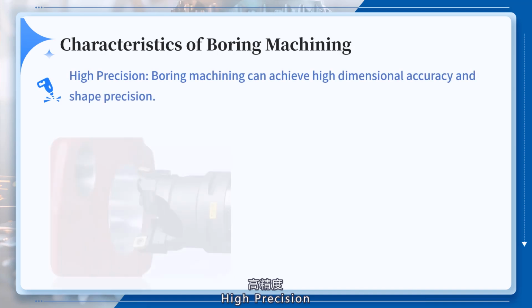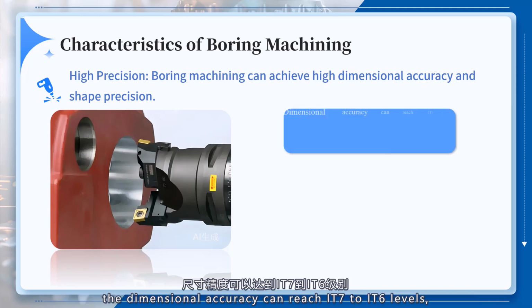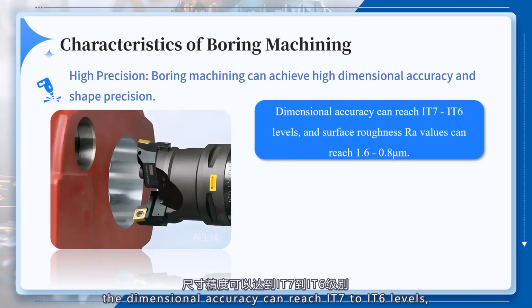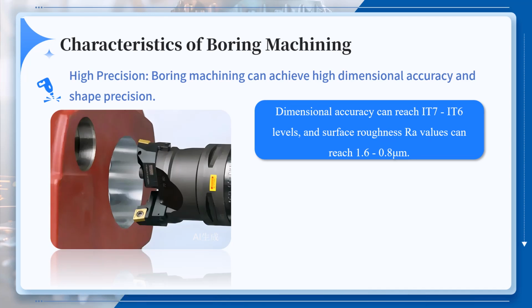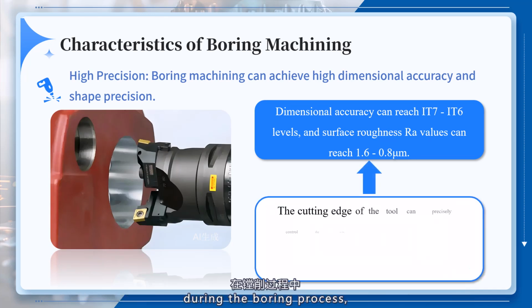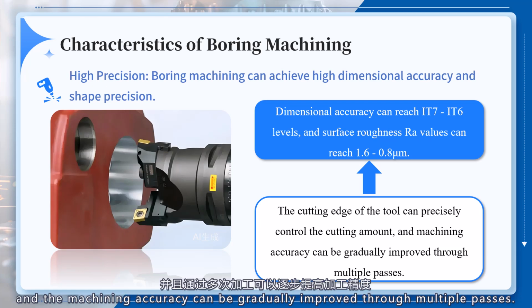High precision: boring machining can achieve high dimensional and shape accuracy. Generally, the dimensional accuracy can reach IT7 to IT6 levels, and the surface roughness Ra value can be as low as 1.6 to 0.8 micrometers. This is because during the boring process, the cutting edge of the tool can precisely control the amount of material removed, and the machining accuracy can be gradually improved through multiple passes.